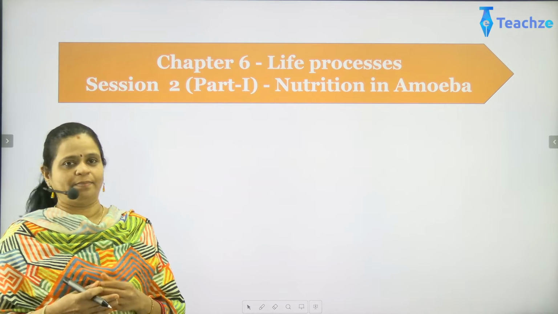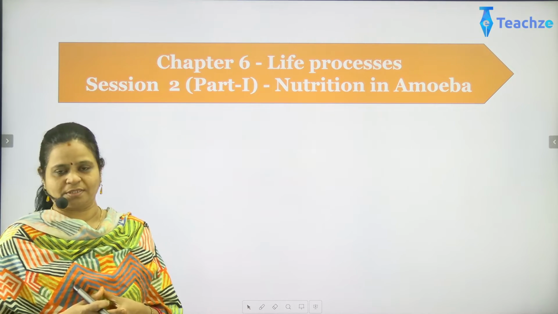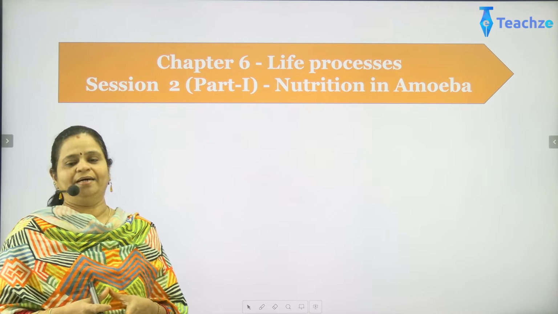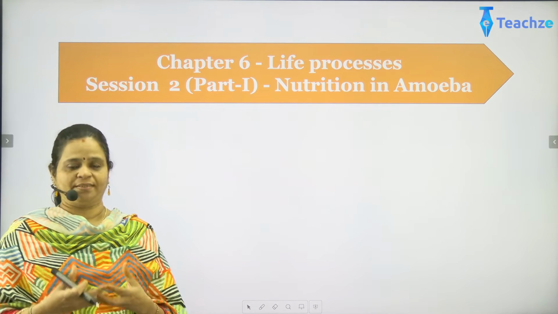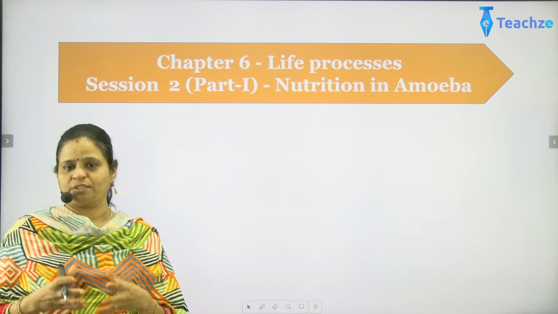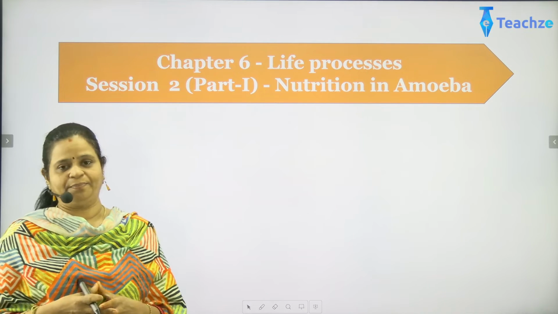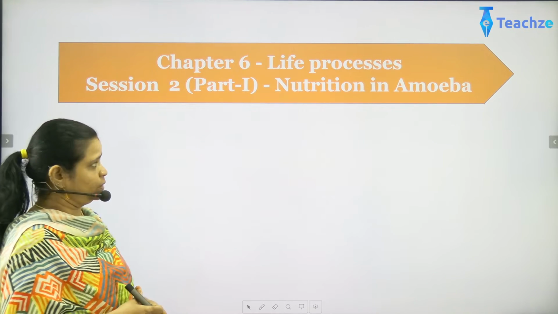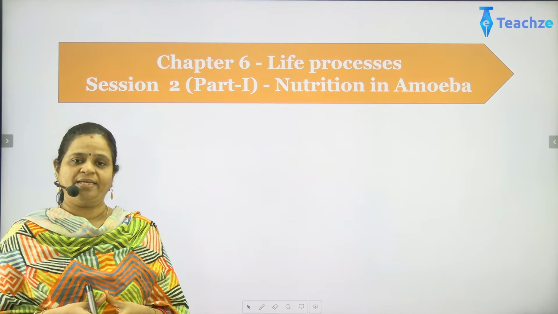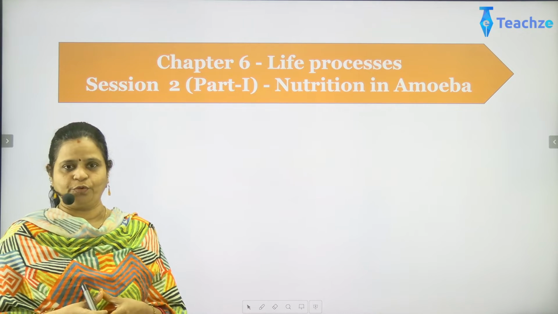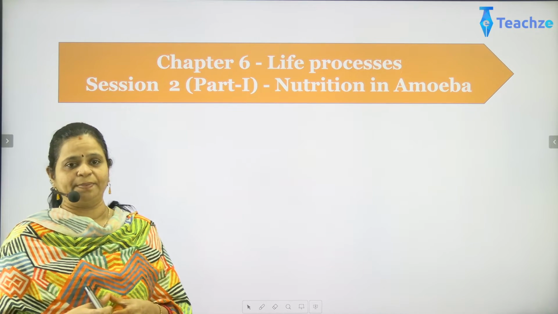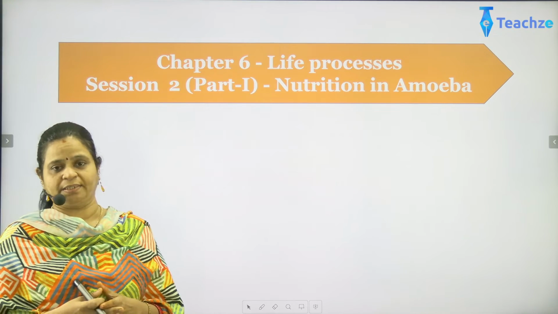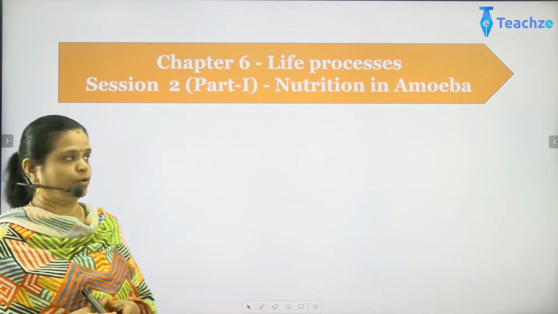In the previous session, we talked about what the different life processes we come across are, what the mode of nutrition in plants is, and how they synthesize their own food. So that was the topic we touched on in the previous session. Now in this session, we will be talking about organisms which cannot prepare their own food, that is, the heterotrophic mode of nutrition. To give an example, we are going to look at the nutrition in amoeba, a unicellular organism.